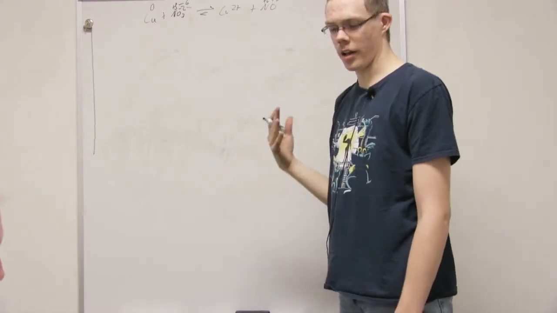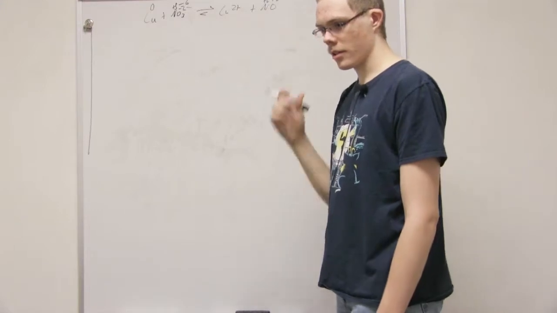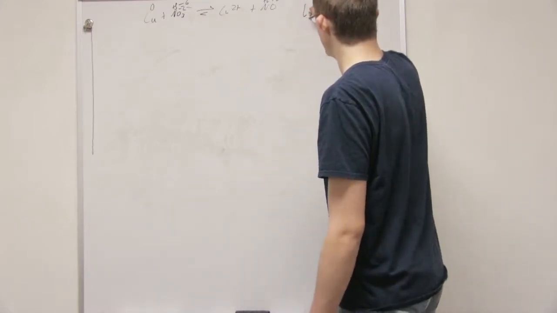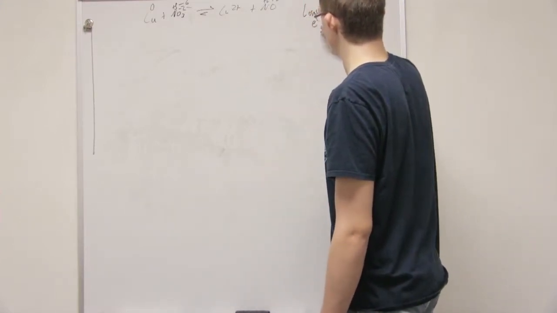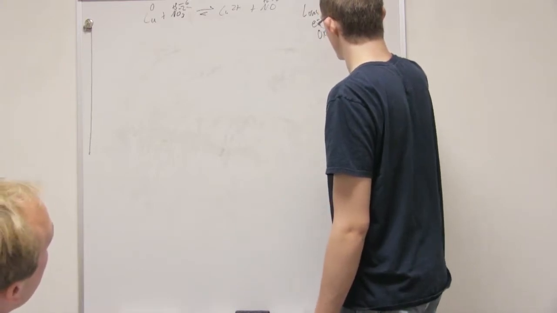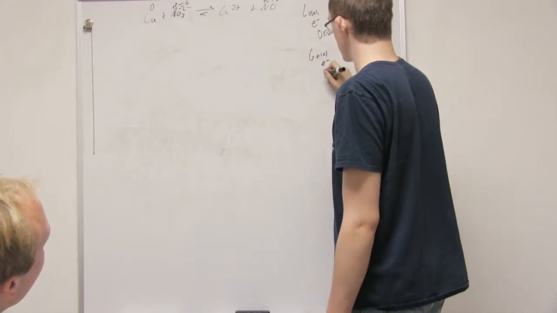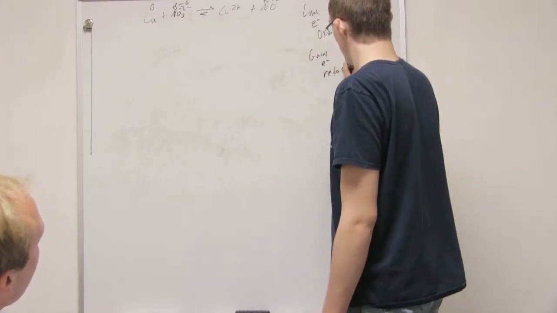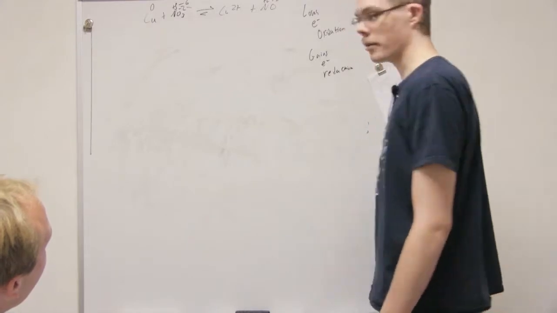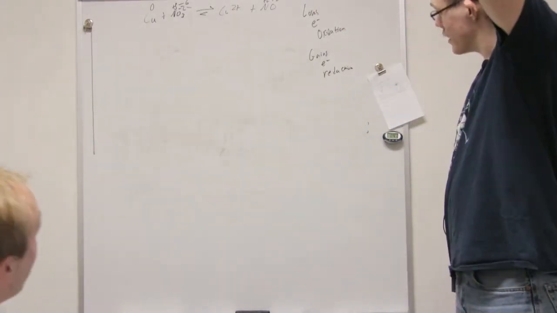Now I need to identify your LEO and your GER, your half reactions. LEO loses electrons, oxidation. GER gains electrons, reduction. LEO the lion goes GER. Good language, I like that a lot. Let's see if I can remember that.